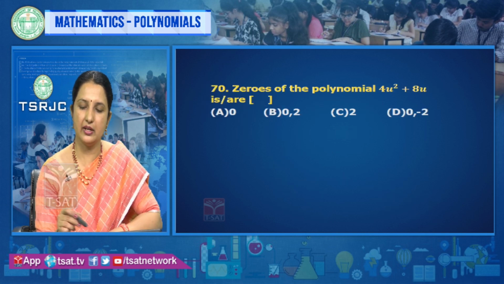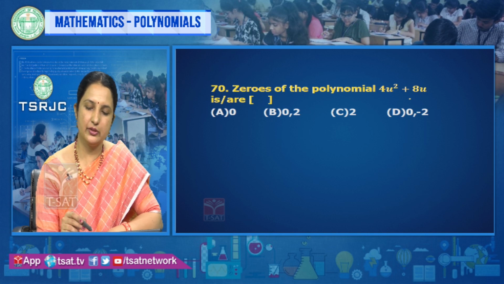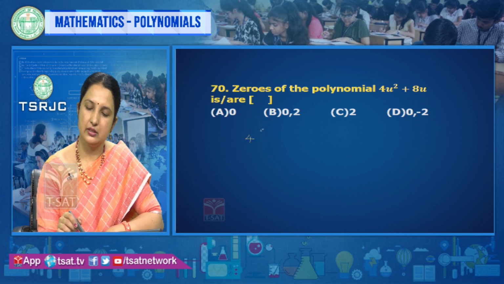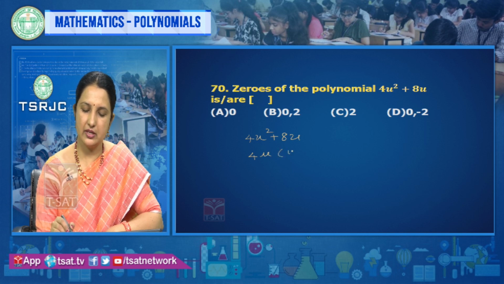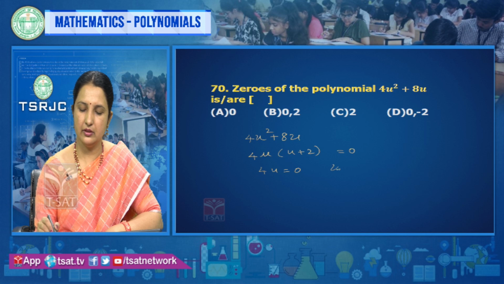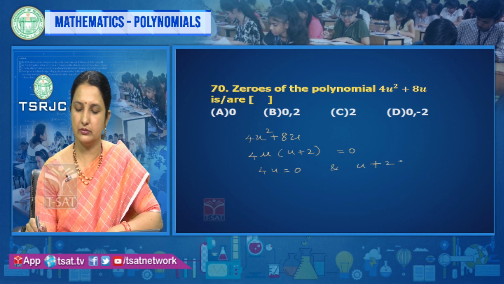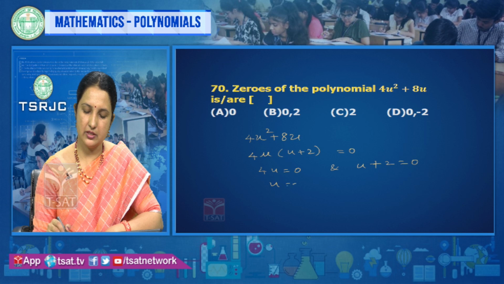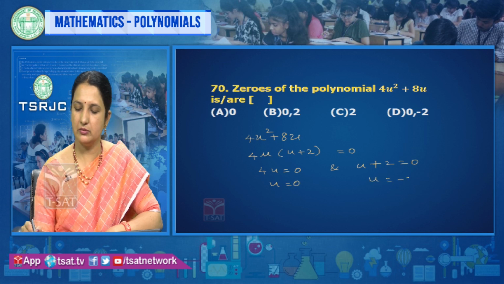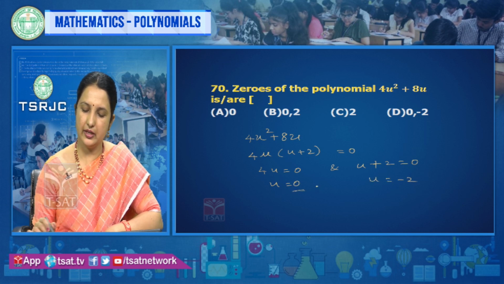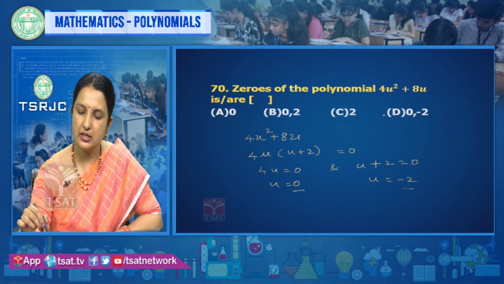Next, zeros of the polynomial 4u square plus 8u are. 4u square plus 8u: 4u is common there. Then what is left over? u plus 2 equals 0. So, 4u equals 0 and u plus 2 equals 0. Then u equals 0, u equals minus 2. So, 0 and minus 2 are the zeros.